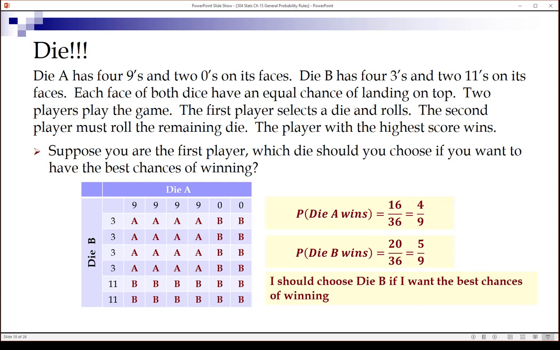So if I were going to play this game, I would choose die B because it has a higher chance of winning. Now, does that mean that you will always win? Absolutely not. Does that mean you will win the majority of the time? Not necessarily. What this tells me is that if I play in the long run, many times, I'm going to win more often choosing die B than choosing die A.